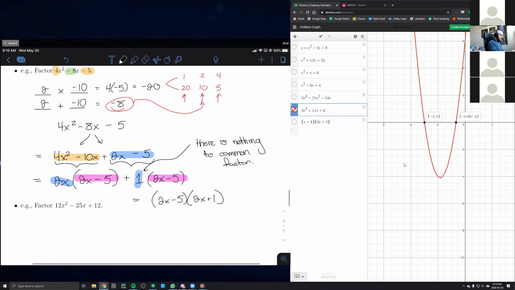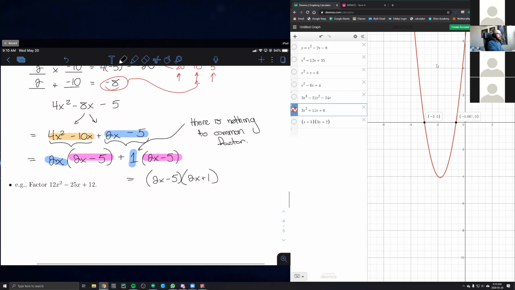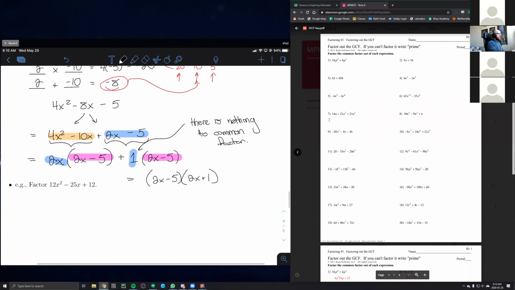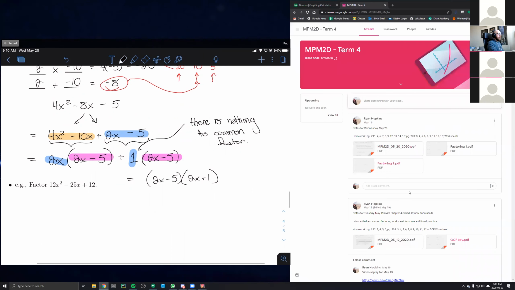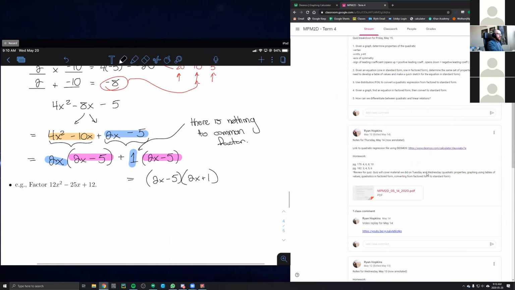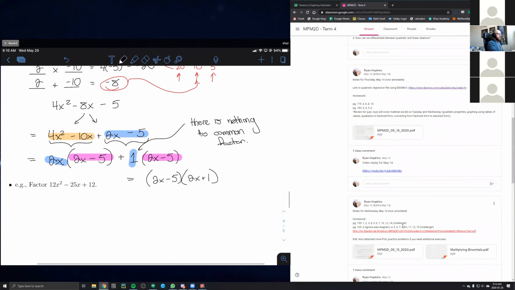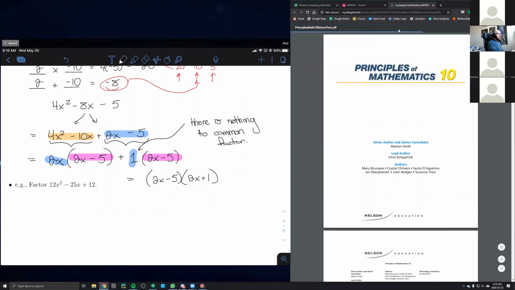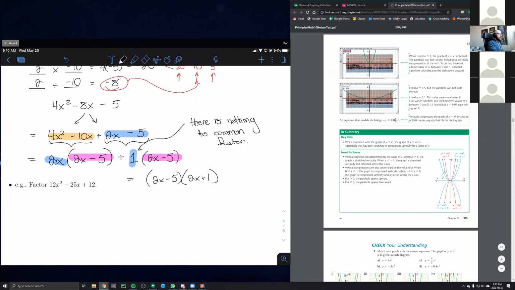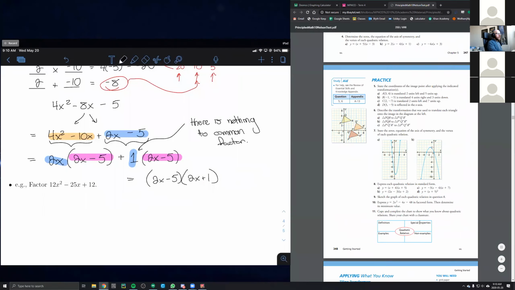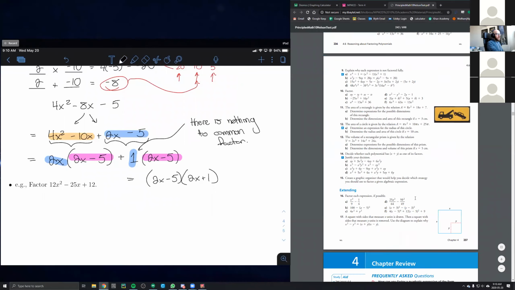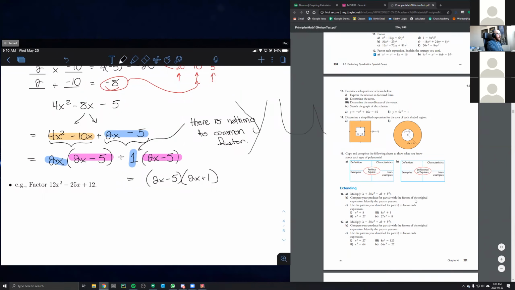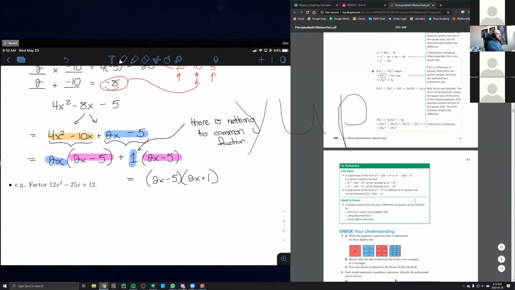Okay. And from here, depending on what the question is, some questions will do a follow-up question. It'll say something like, what are the x-intercepts? What's the vertex? What's the axis of symmetry? Et cetera, et cetera.